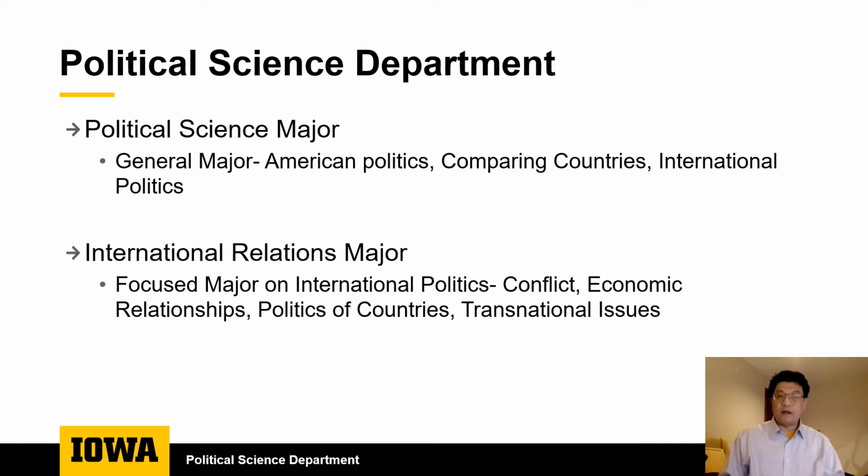We also look at politics of countries themselves. So again, similar to the political science major, in this part we may look at things like what explains variation in the behavior of non-democratic versus democratic governments on things like the promotion of human rights or economic policies. And finally, this major looks at transnational issues that affect multiple countries, things like climate change or pandemics, or other things that span multiple countries.